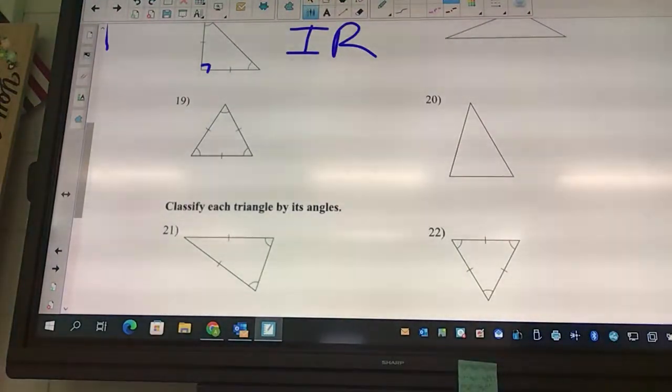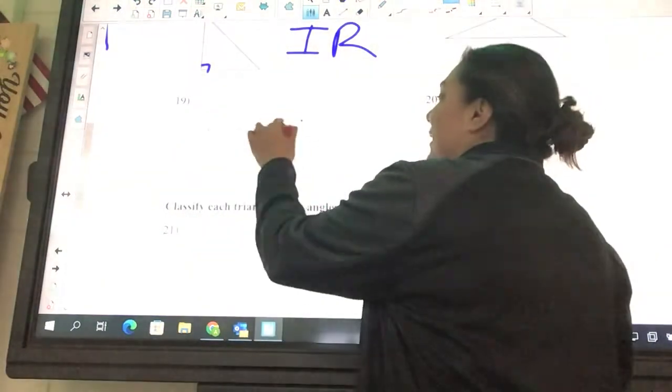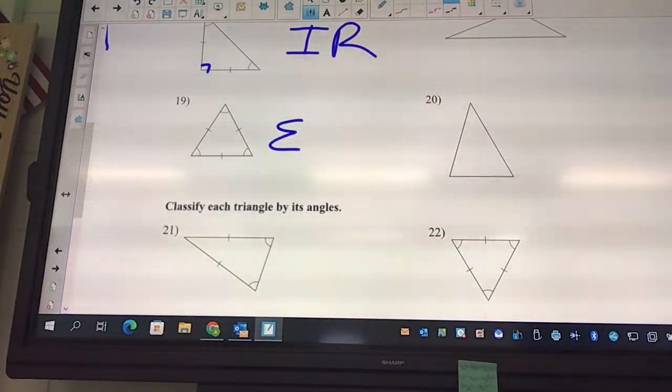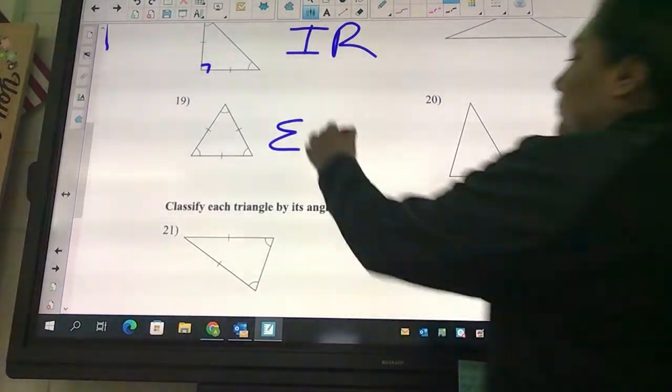19. What kind is it? Quadrilateral? Equilateral. Equilateral. I'm like, quadrilateral? That's a real math word, but I was like, we're not even on that section. Okay, equilateral what? Acute.